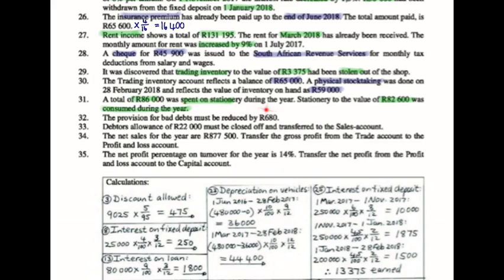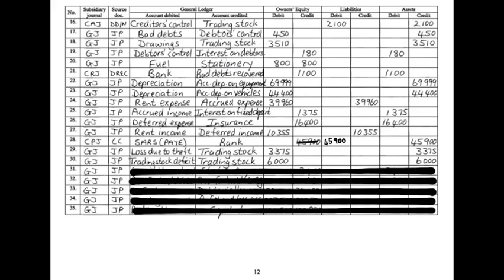So therefore the difference between these two amounts tells me how much stationery is still on hand to only be used in the following year. So therefore the difference goes to the account called consumable stores on hand and is taken out of stationery. So stationery decreases with 3,400 and consumable stores on hand, which is an asset, increases with 3,400.